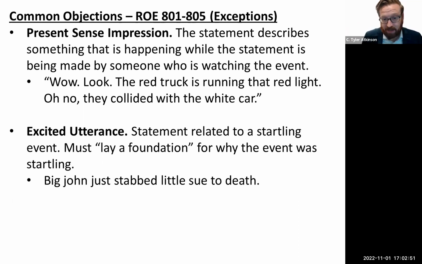Statement here might also be considered an excited utterance, this red truck colliding with a white car. Excited utterance is a statement related to a startling event, a shocking event. The attorney soliciting the testimony must lay a foundation for why the event was startling. Big John just stabbed little Sue to death. That's an excited utterance. Somebody who just witnessed this awful event made right after they saw it happen.